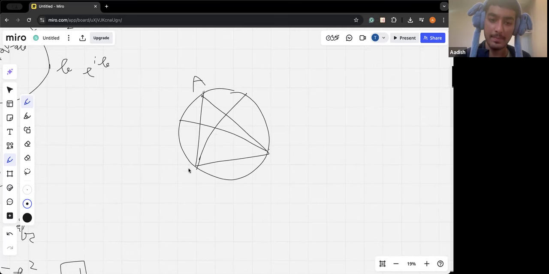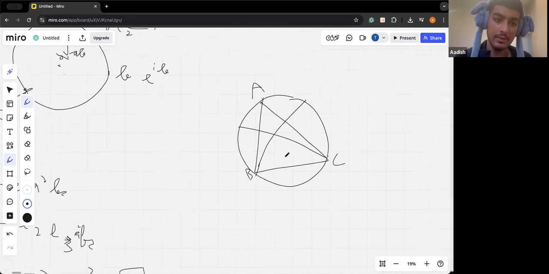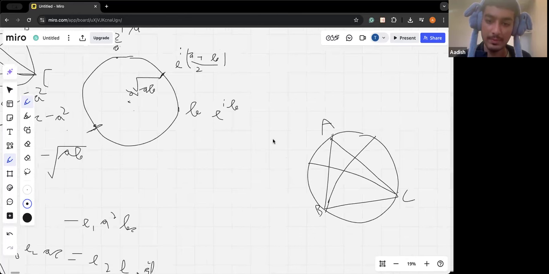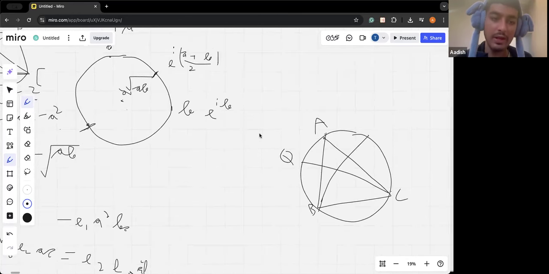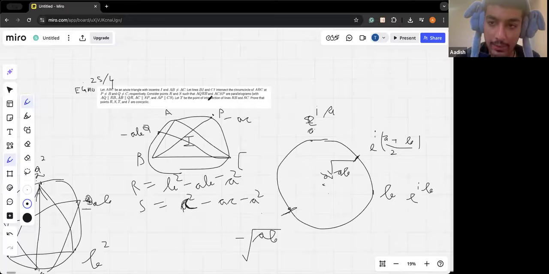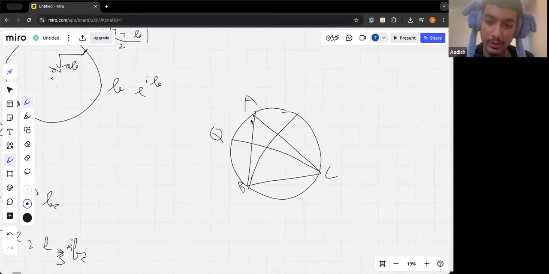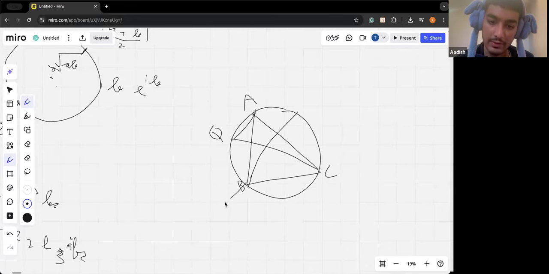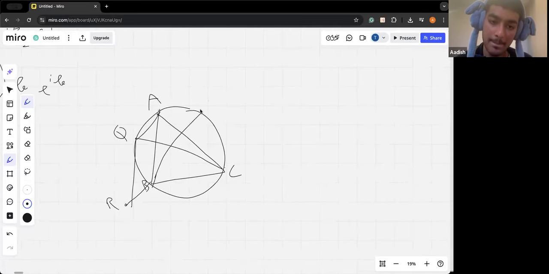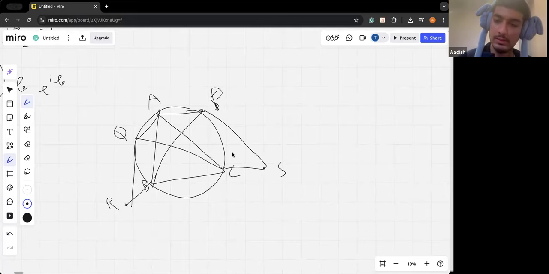So this is A, B, C, and Q. R is a point such that AQRB is a parallelogram. So you have this, you have this, so R will be right here. This is a parallelogram. And S is a point such that, no, this is P. S is a point such that APSC is a parallelogram. So this will be S.